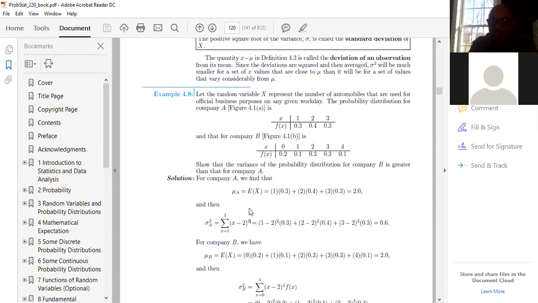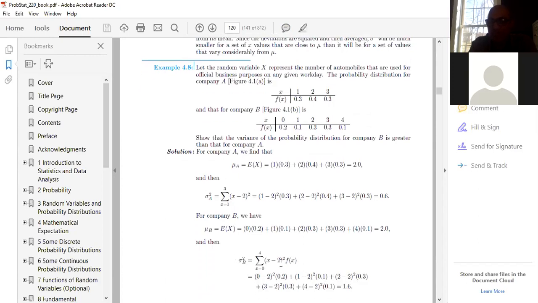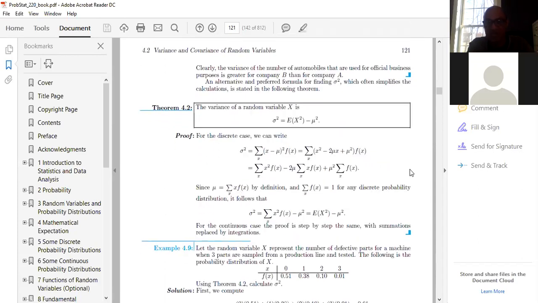So (x minus mu) squared f(x) becomes (x minus 2) squared and f(x). Replace x by 0, 1, 2, 3, and 4 inside the summation sign. Don't forget this square, because it's the demand of the definition. Once you do that, you get 1.6. If you compare the two, here you get 0.6 and here you get 1.6. That means naturally the variance for company B is greater than the variance for company A, and that's what was asked of us.